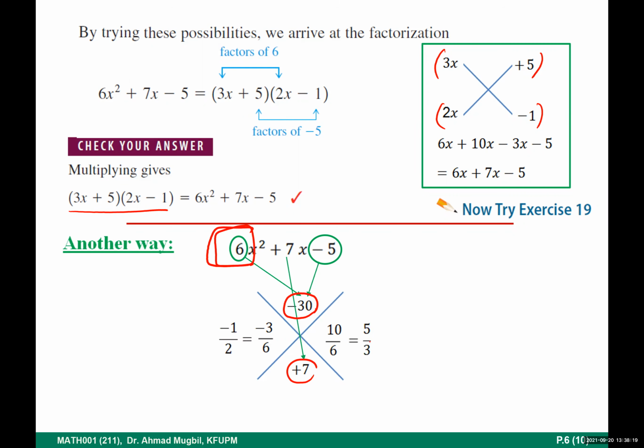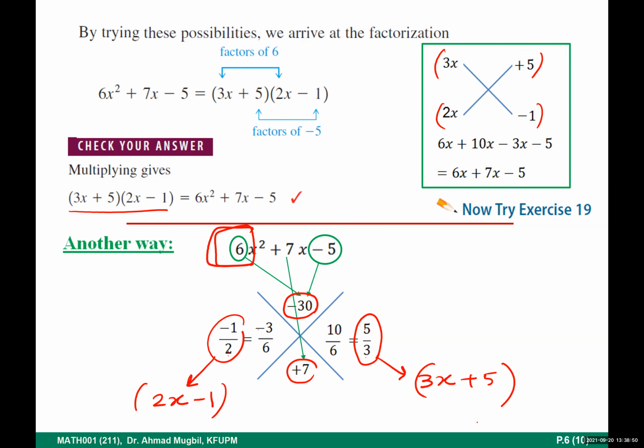10 over 6 is just 5 over 3. -3 over 6 is -1 over 2. Now, what you will do here, you will write just what is in the denominator: 3 multiplied by x plus 5. And what do you have here? 2 in the denominator, x minus 1. Now, these are the factors that you are looking for. Minus 30 and 7, what should we do with it?